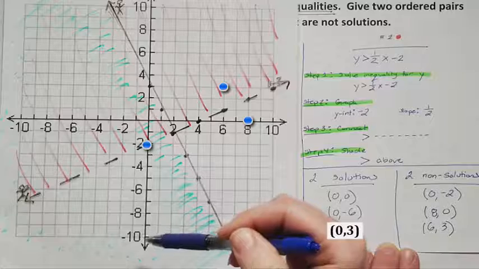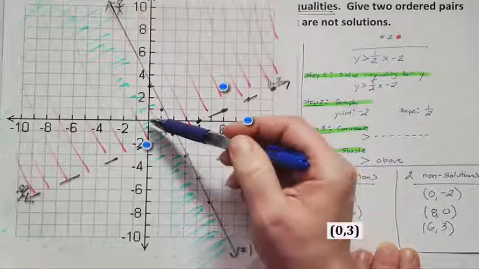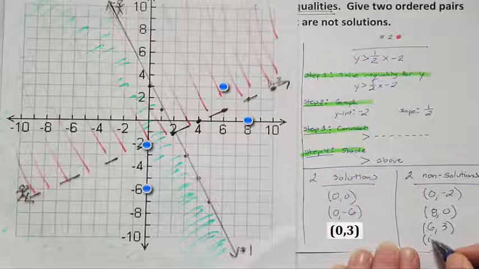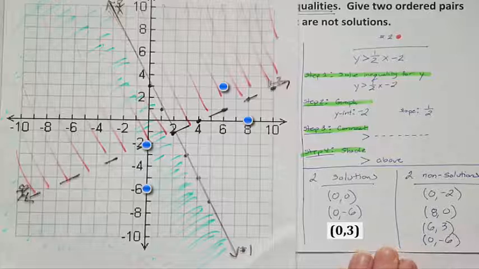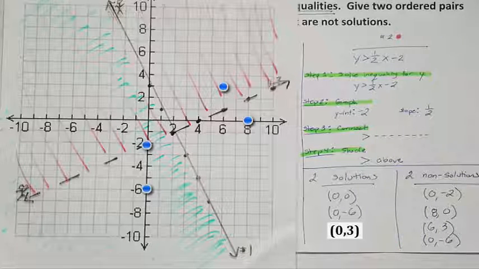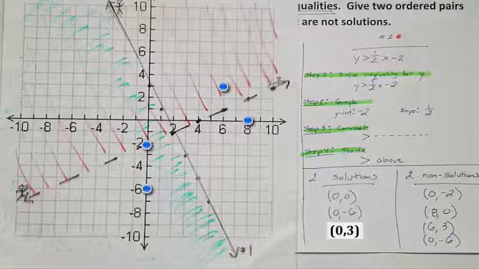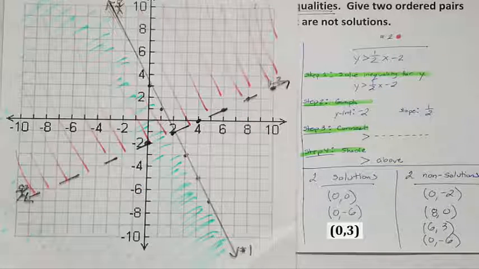Anything shaded in purely green is not going to be an answer. So (0, -6) is not an answer because it was purely green. We only needed 2, but I provided a few so we could see what could be answers and what could not be answers. So what is your answer to this final question?